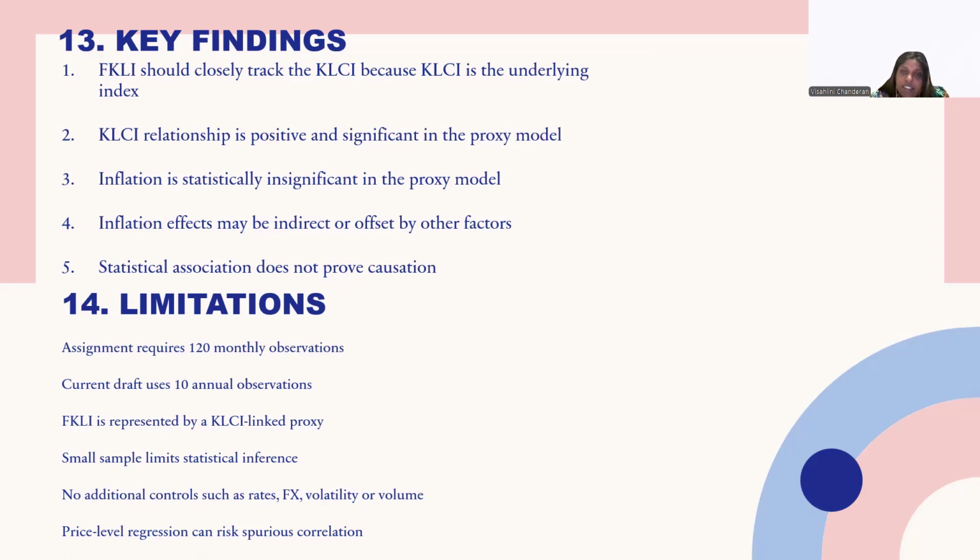There are several important limitations. This requires 120 monthly observations, but the current report has only 10 verified annual observations. FKLI is represented by a KLCI-linked proxy rather than actual monthly settlement prices. The small sample limits statistical inference, and other relevant variables are not included. Also, regression using price levels can create a risk of spurious correlation when series move together over time.